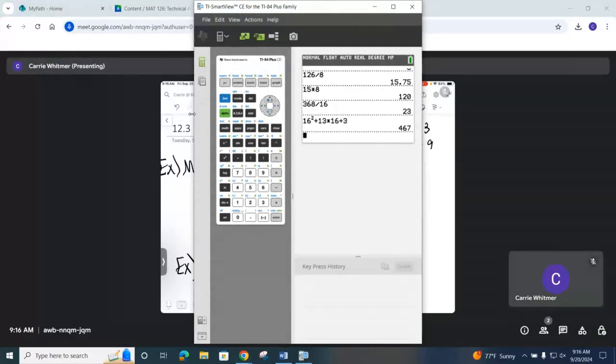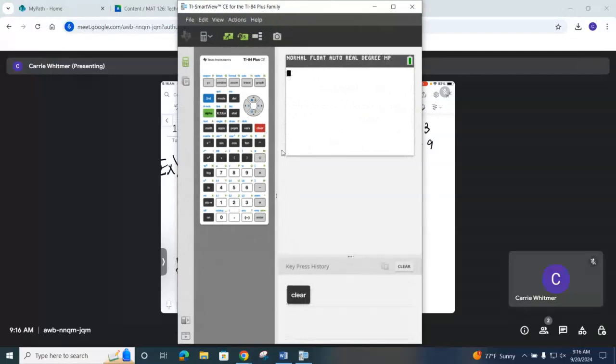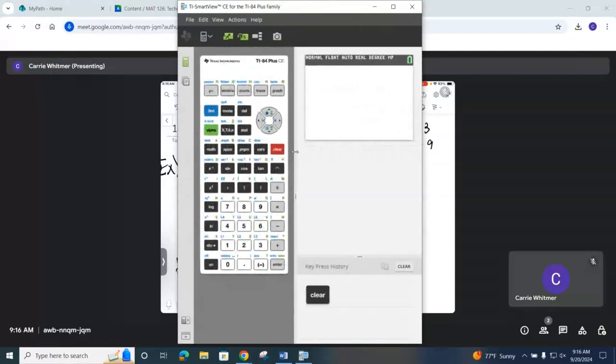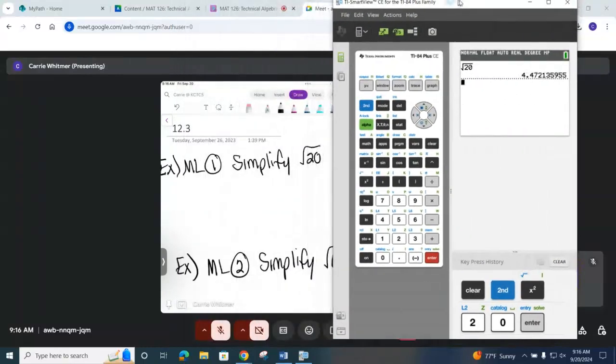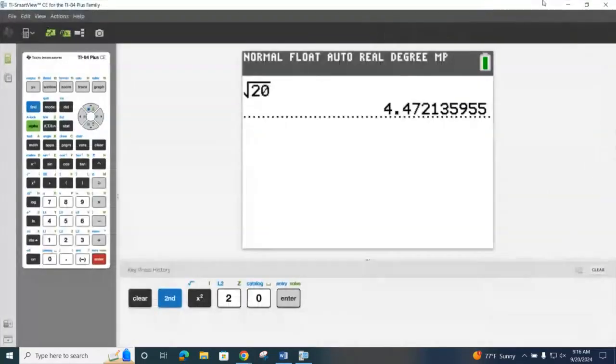Let me make this so you can see it a little better. My square root button is above the X squared button. They're in blue, so I hit my blue button. The square root of 20 is 4 point something. So when you have a decimal, that means that number did not have a square root to start with.